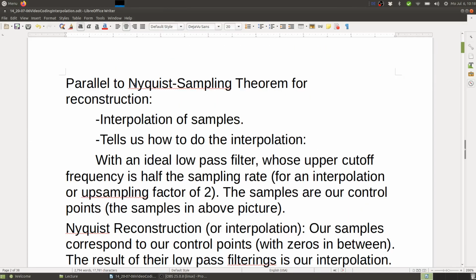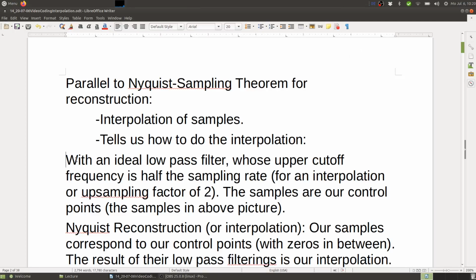This has a parallel to the Nyquist sampling theorem for reconstruction. We have the interpolation of samples, and this tells us how to do the interpolation. In Nyquist, we do this interpolation using an ideal low-pass filter. We know that an ideal low-pass filter has the sinc function as its impulse response, and this ideal low-pass filter has an upper cutoff frequency which is half the sampling rate. This is what Nyquist says, and if we do upsampling, then this corresponds to half the old sampling rate.